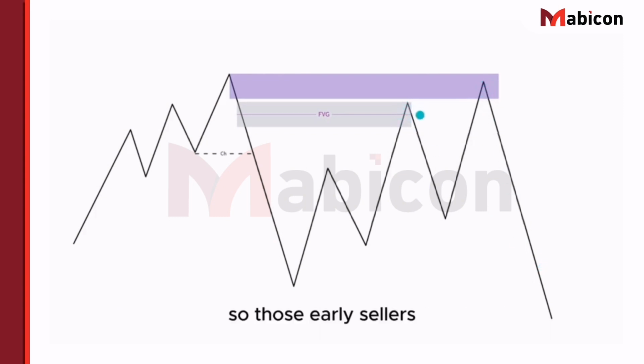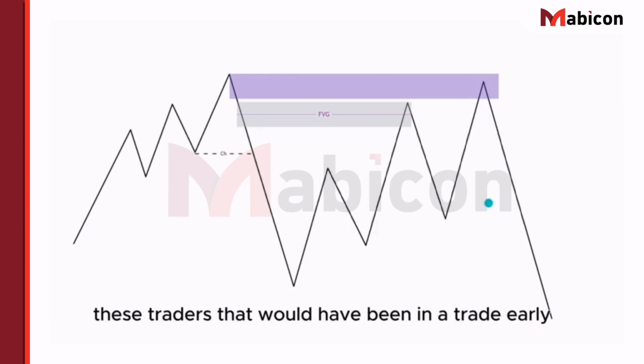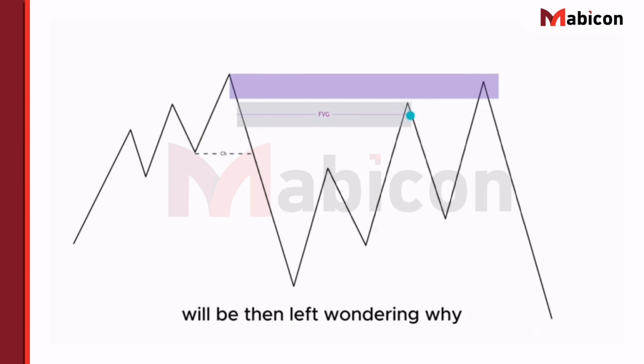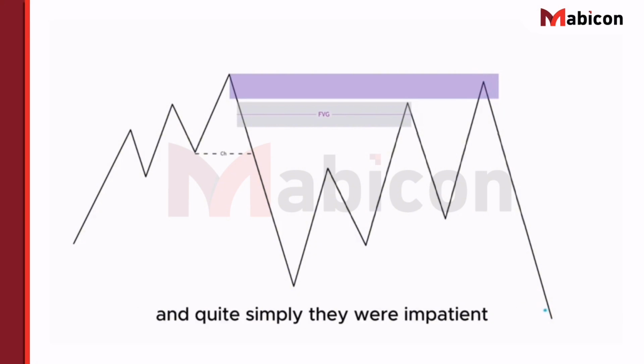So those early sellers looking to get into the markets here, depending on where their targets were, are likely in a trade for a period of time until this point, this low, creates a new high. This high mitigates the POI and then accelerates away. Now these traders that would have been in the trade early will then be left wondering why they've either hit stop loss or break even and then price has gone in their intended direction. And quite simply, they were impatient and got into the markets far too early.